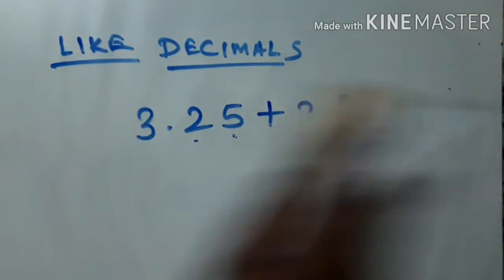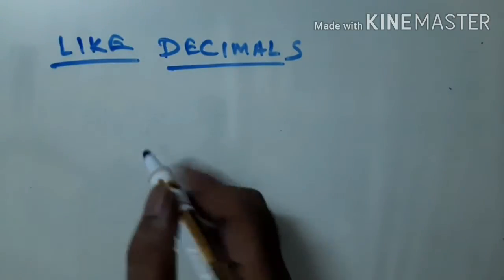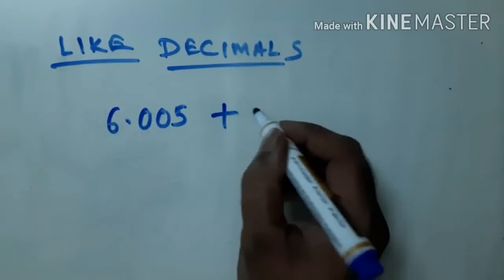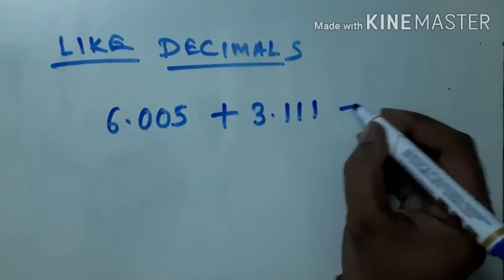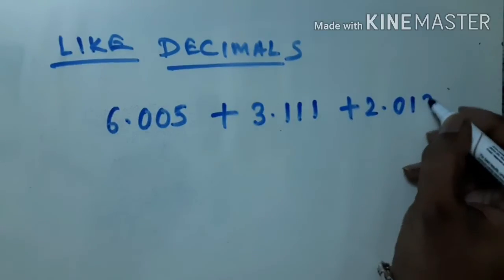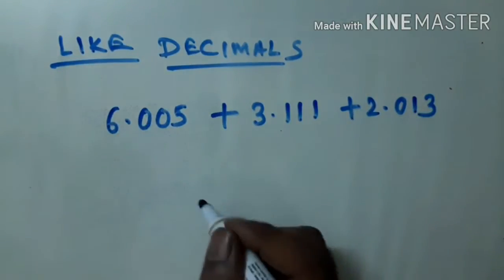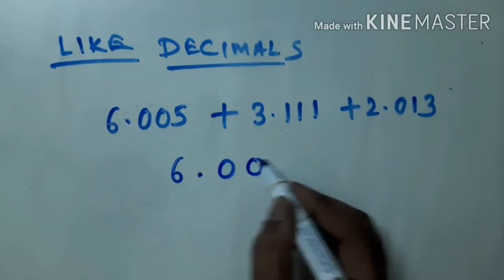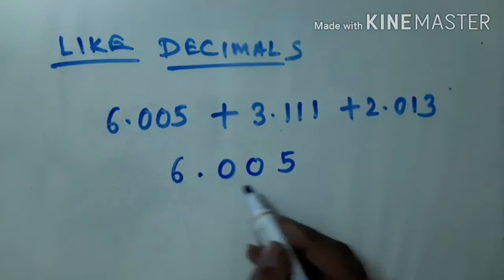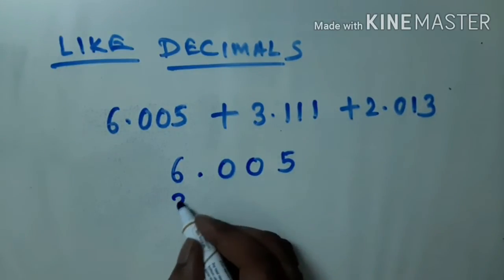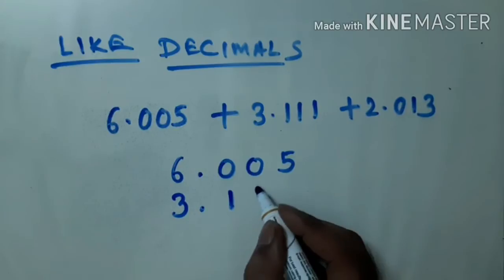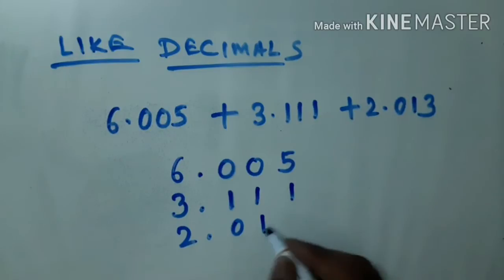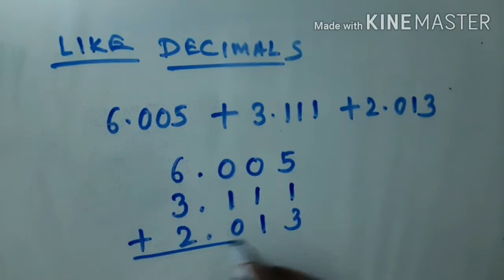Let's take another example. 6.005 plus 3.111 plus 2.013. Let's add 3 like decimals now. The same process will follow. First we'll write down 6.005. Then you can see there are 3 places. So 3.111, then 2.013. So you can add it.